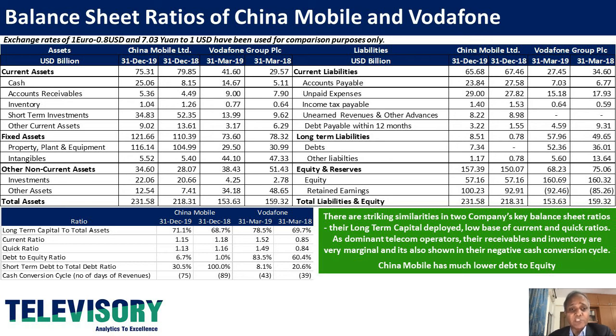China Mobile has much less debt than Vodafone has, and that's a very typical capital structure planning that they have adopted versus China Mobile. However, in both cases, there is a significant long-term capital deployed in the business.